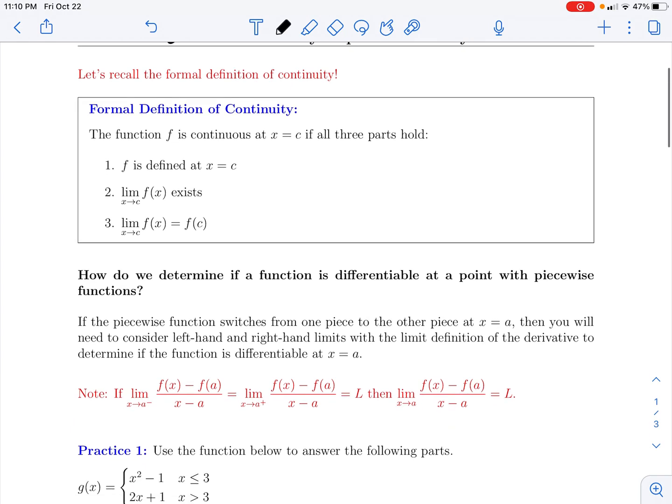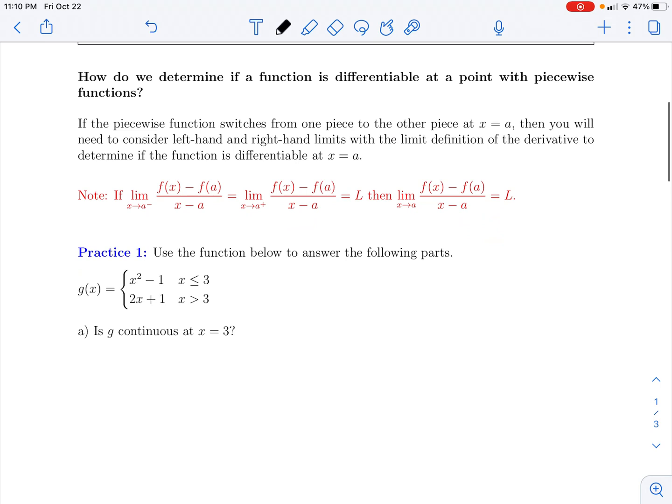Okay, so here's the big question. How do we determine if a function is differentiable at a point with piecewise functions? If the piecewise function switches from one piece to the other at x equals a, then you will need to consider the left-hand and right-hand limits with the limit definition of the derivative to determine if the function is differentiable at a.